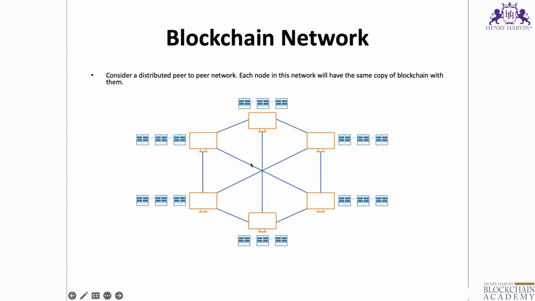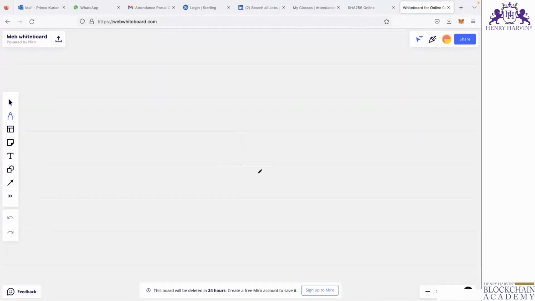Every node is trying to upgrade their computational power. Otherwise, there is a very low chance of winning the puzzle. So they are trying to upgrade the computational power. This is the proof of work consensus algorithm. Okay, previously we have discussed this.